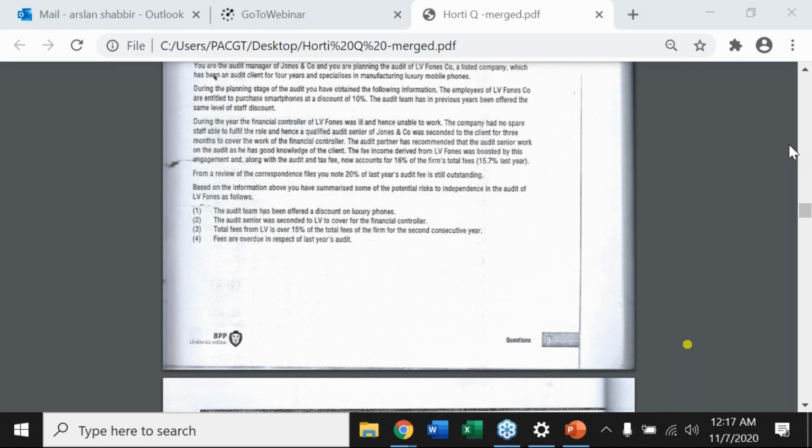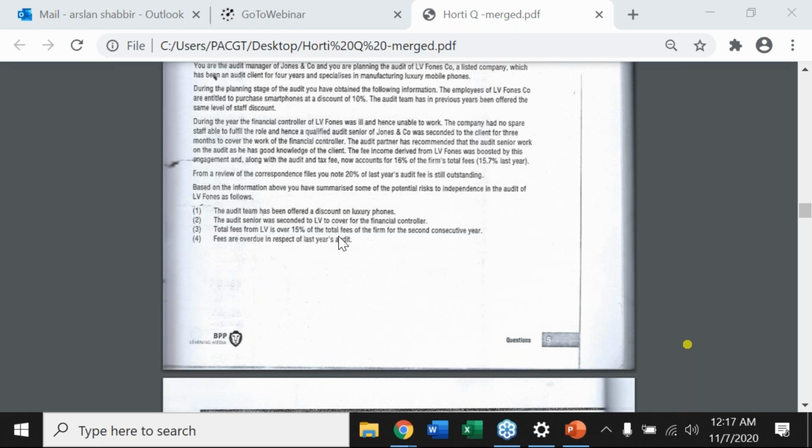When you consider any threat, you need to consider the worth of the threat and to whom the threat applies. So here it is talking about the 10% discount offered to the audit team. So it is a self-interest threat. Now, the audit senior was candid to LV. So obviously, first it is self-interest, second is self-review.